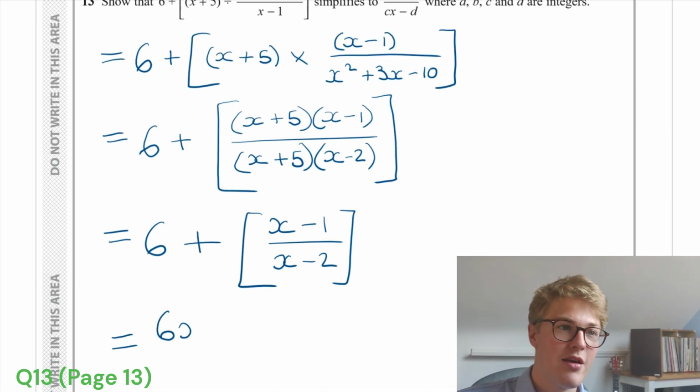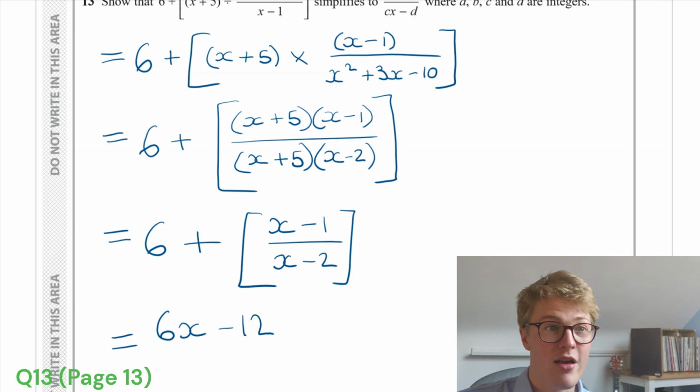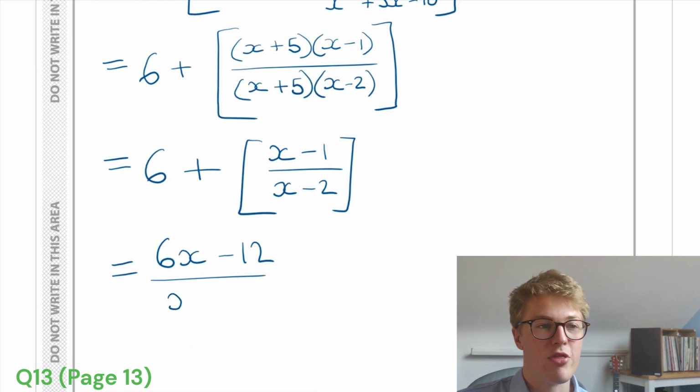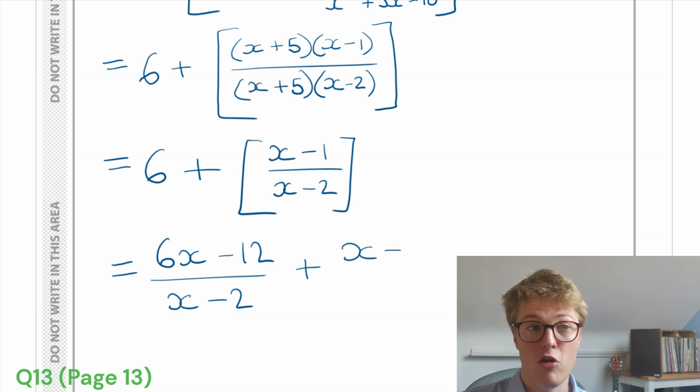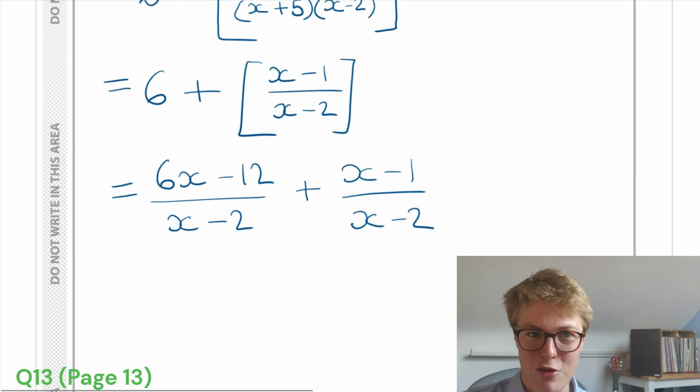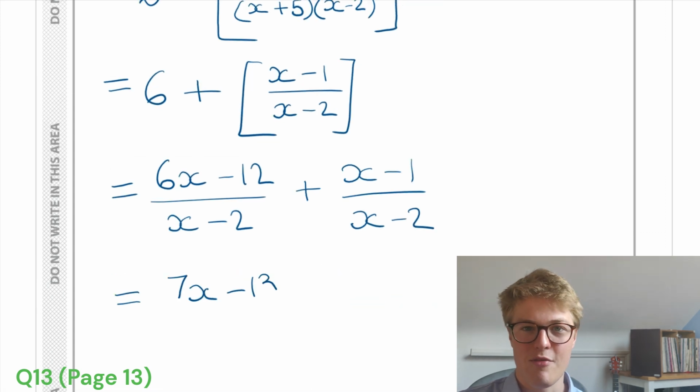And then we need to make 6 have the same denominator as x minus 2. So this leaves us with 6x minus 12 over x minus 2 plus x minus 1 over x minus 2. Then we simplify and we end up with 7x minus 13 over x minus 2, and there's our answer.